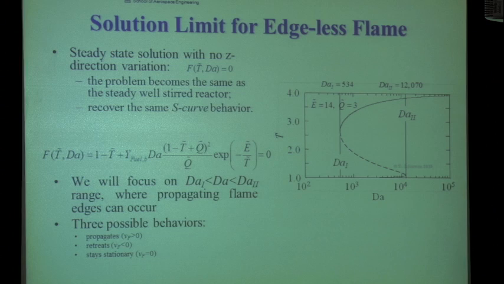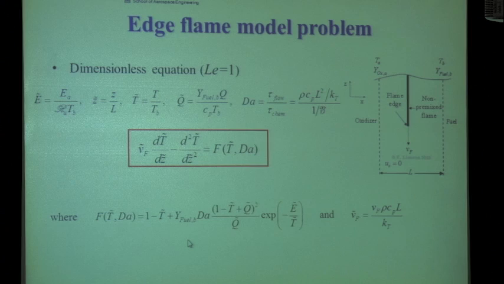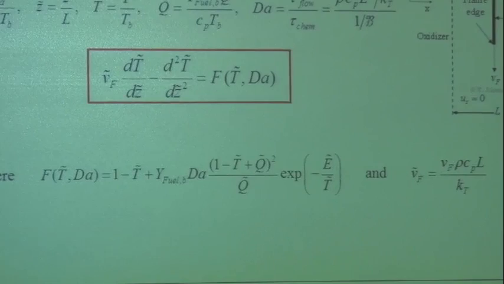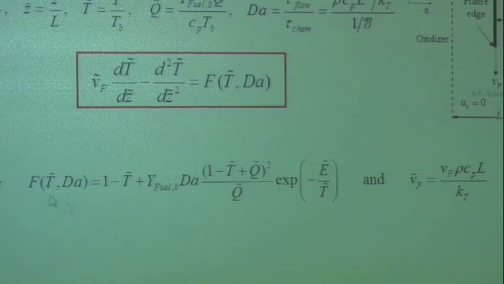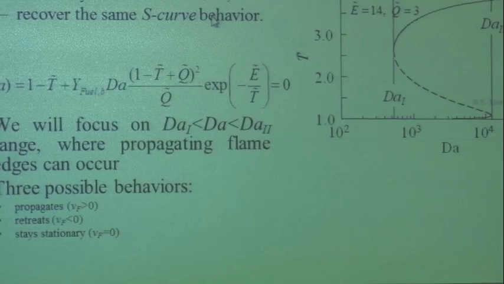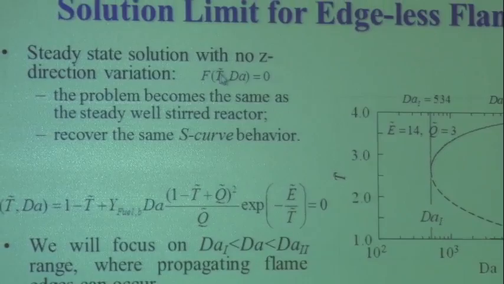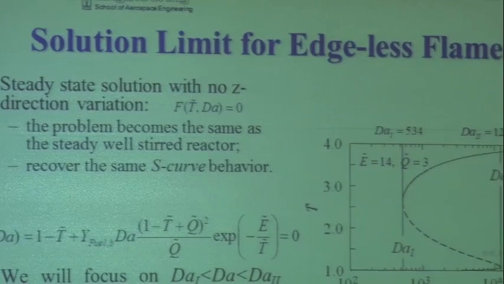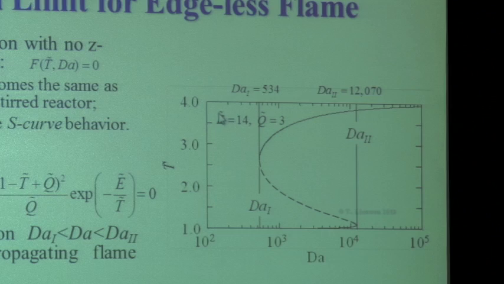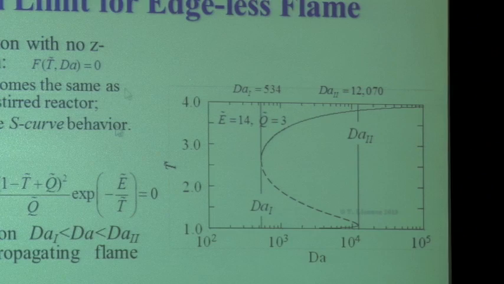This equation should probably look reasonably familiar. If you looked at Norbert Peters or Heinz Pitsch's lectures, where you start coupling convection and reaction processes in a well-stirred reactor equation, this is the equation you get. And what you end up with is this classic S-curve behavior when you have high activation energy. For example, I have here a typical solution of this equation where I've solved for the temperature in terms of the Damköhler number, and you get the S-curve behavior. It's an S-curve because I've assumed high activation energy, 14. So you end up with this lower, essentially frozen branch, and this upper, nearly equilibrium branch.